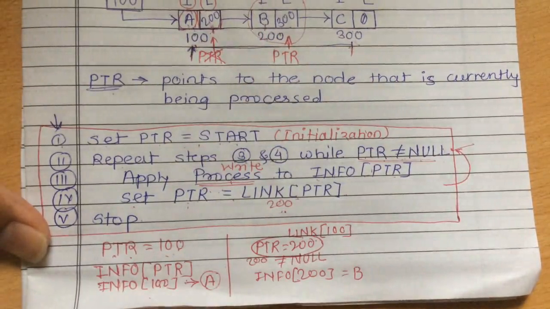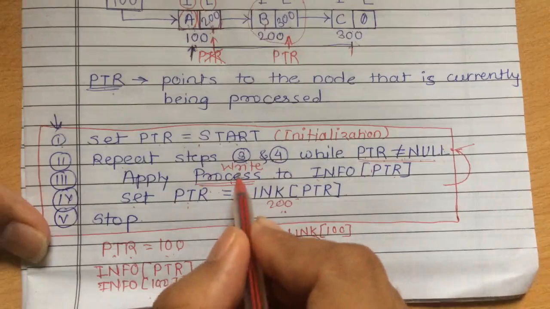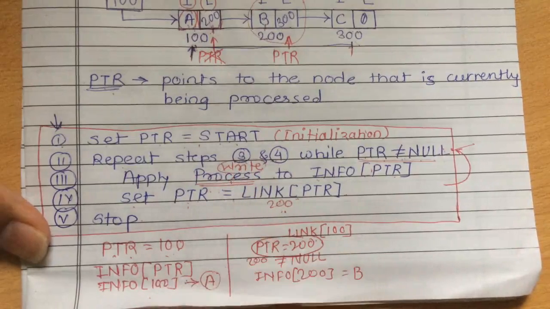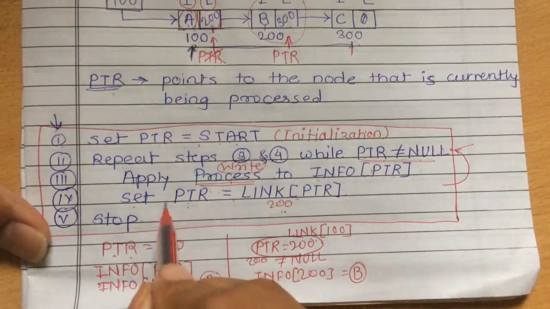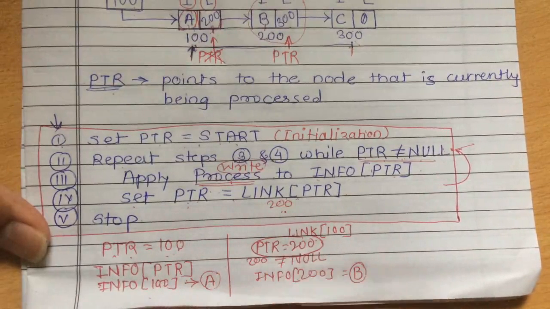Again we have to apply the process, whatever process you want to apply you can apply. As an example I have written write. It will simply display that info of ptr. So it will display b. After applying the process on info of ptr, the next step is set ptr is equals to link of ptr. Again same.